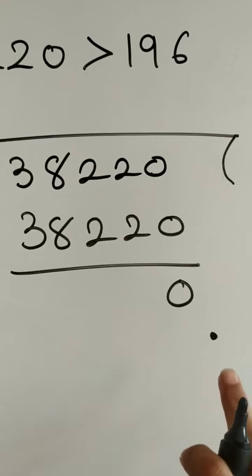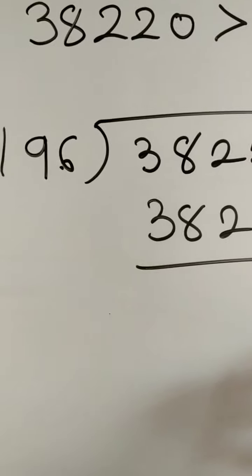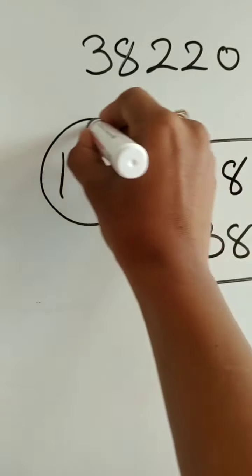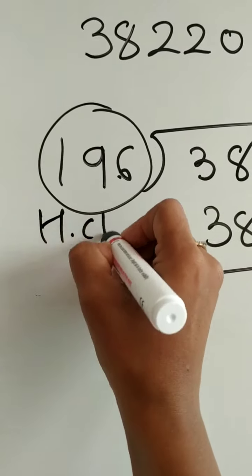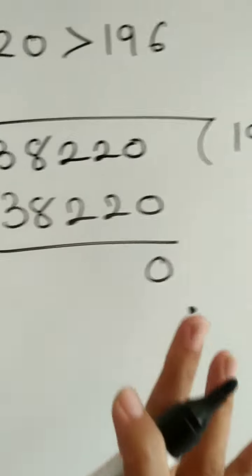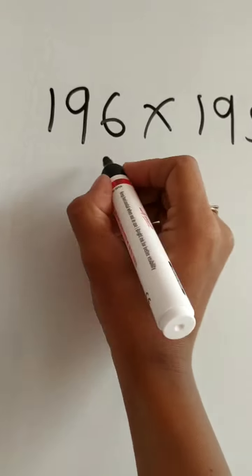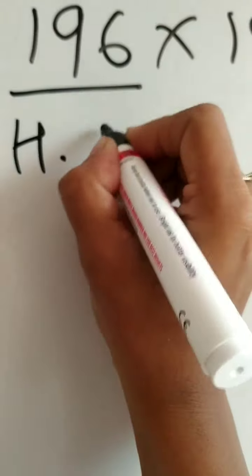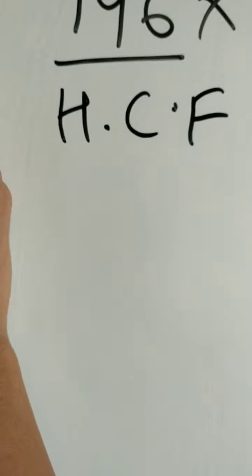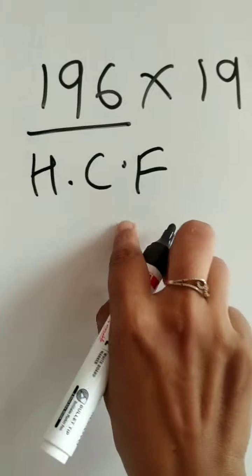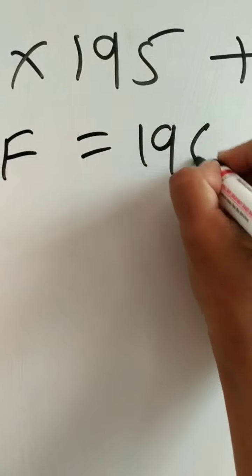As I told you in my last lecture, when you get remainder as 0, whatever you got over here is your HCF. So this process ends over here only. Thus this is your HCF. So you will write as the answer that HCF is equal to 196.